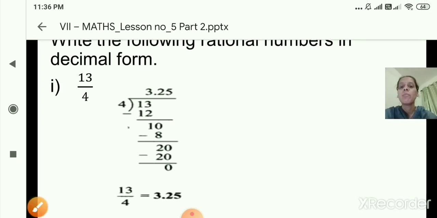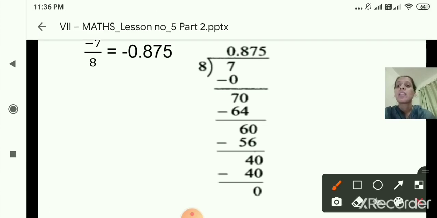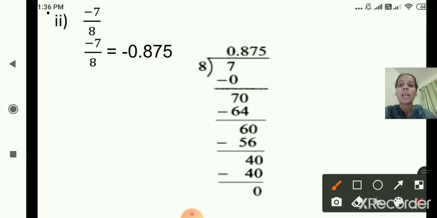Now we'll move to the next sum, the second sum. Yes, this is the second sum, minus 7 upon 8. Now here the negative sign is given in the numerator, right? So while doing the division we will not put any sign. After getting the answer you will write down the negative sign. As the minus sign is given in the numerator, after getting the answer you will write down the minus sign without fail. So first we will do the division. Minus 7 divided by 8. As you can see here, it is 7 and here it is 8. Now we can do the division.